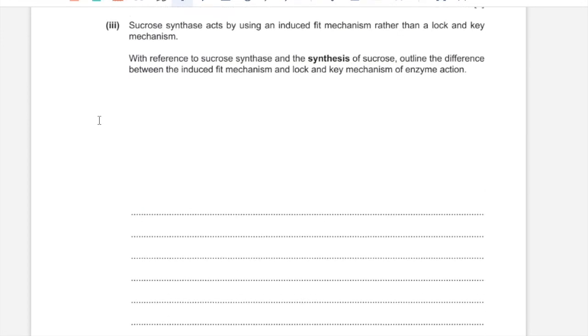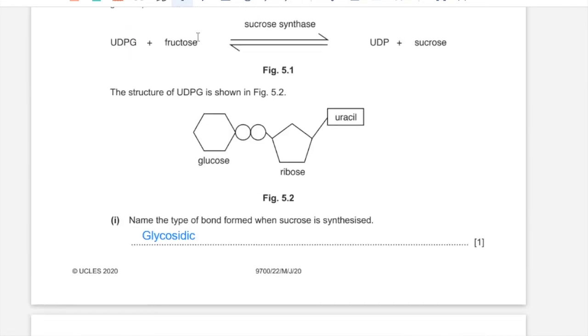Sucrose synthase acts by using an induced fit mechanism rather than a lock and key mechanism. That would mean the shape of the active site on the enzyme is not entirely complementary to the shape of the substrate. As a result, the active site molds around the shape of the substrate to provide a better fit. With reference to sucrose synthase and the synthesis of sucrose, outline the difference between the induced fit mechanism and lock and key mechanism of enzyme action.